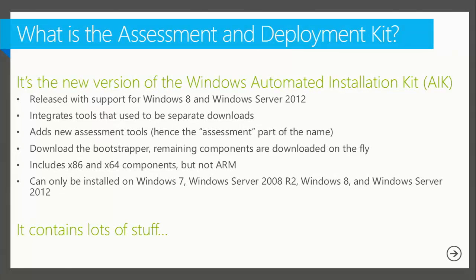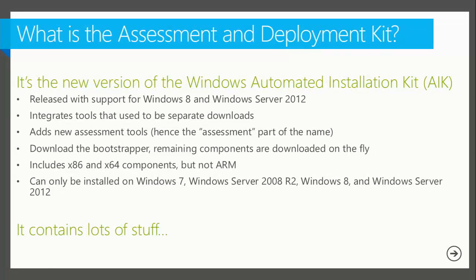So first of all, the Assessment and Deployment Kit was released at the same time as Windows 8 and Windows Server 2012. It does replace the Windows Automated Installation Kit, so you can think about it as the latest version of the Windows AIK. It contains all of the same tools that were in the Windows AIK and then some. So rather than having a whole bunch of separate downloads for things like the App Compat Toolkit and Windows Performance Toolkit and other pieces, now all of those have been pulled together into the Assessment and Deployment Kit.